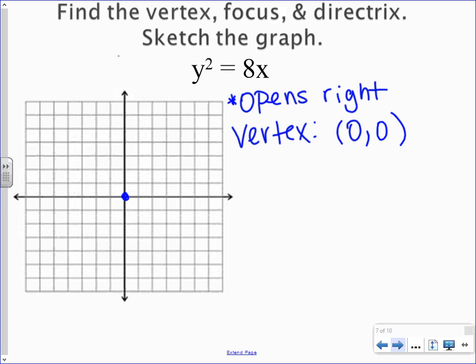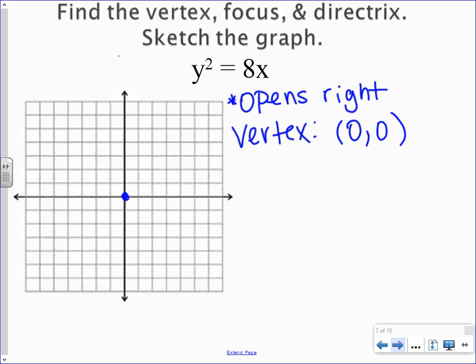You're what? You're glad that we're not in polar anymore. There are ways to graph conics in polar, but we're not going to go there. We're not going to go there, I promise.